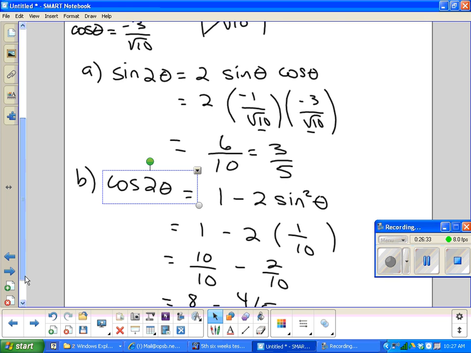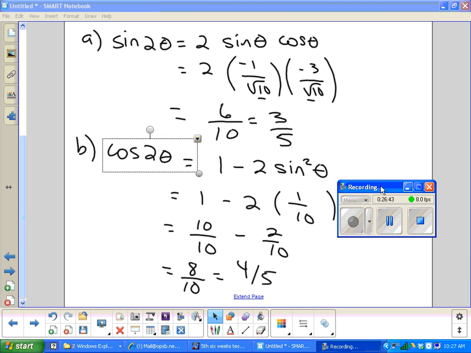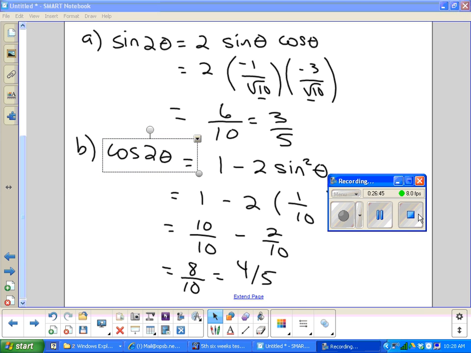Did y'all understand the tangent part? Tangent was going to be 3/4. All right, you've got 3 of those problems to do now. Y'all can start on those. And the answers to those are all on the back for you.